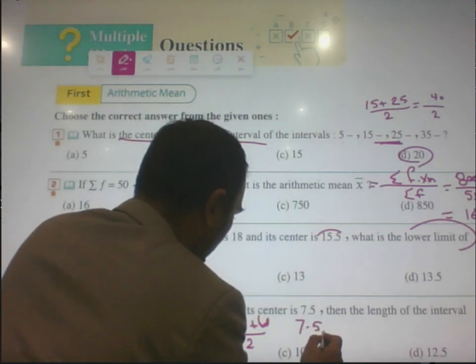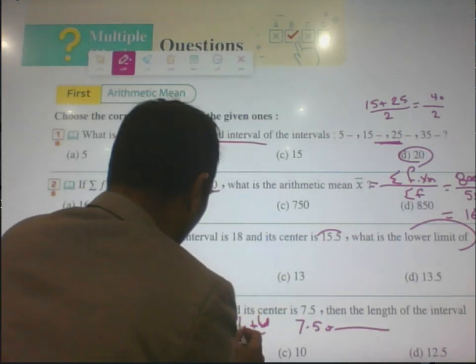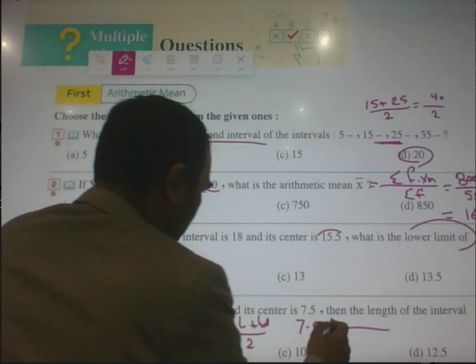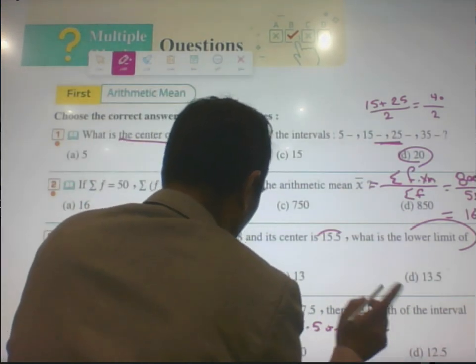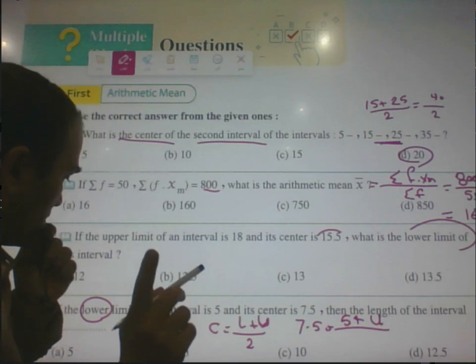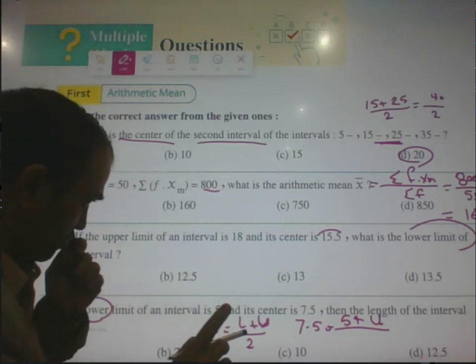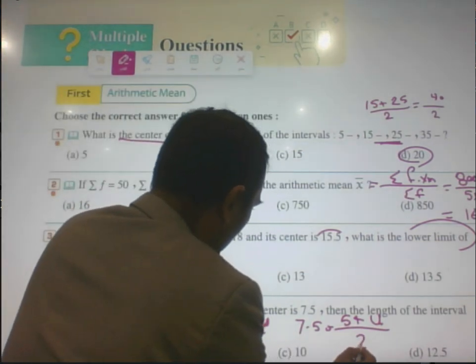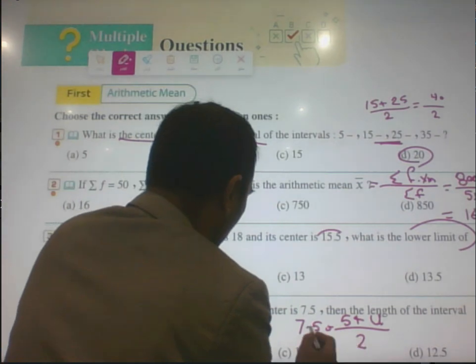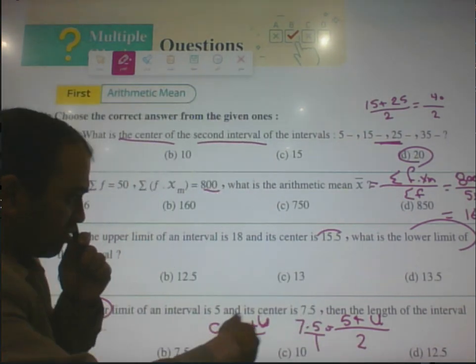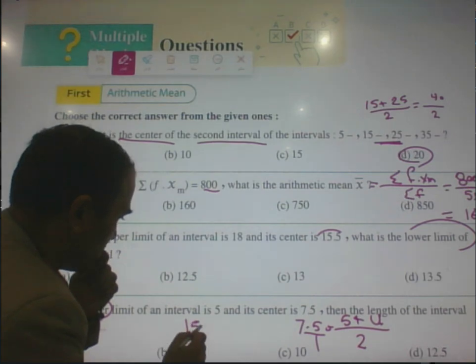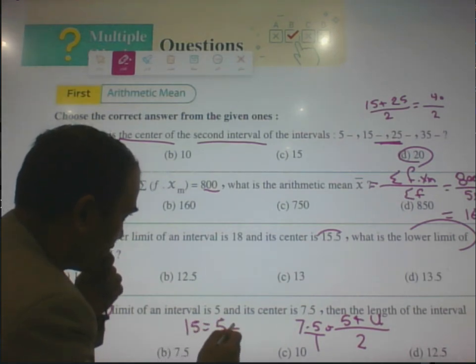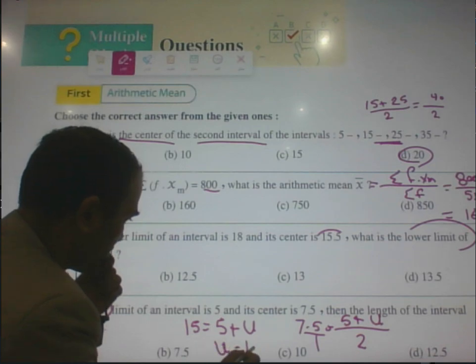7.5 is equivalent to the lower limit, 5, plus the upper, divided by 2. I don't know the upper, so I write U for the upper limit. Then the product 2 times 7.5 equals 15. Cross: the product of extremes equals the product of means. Then 15 equals 5 plus upper, so the upper equals 15 minus 5, which equals 10.